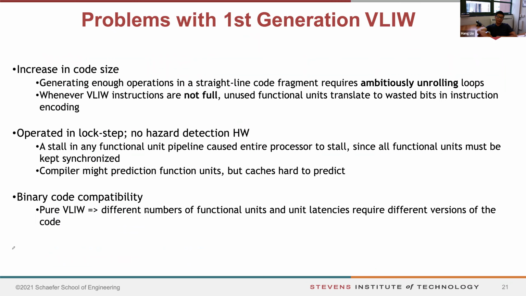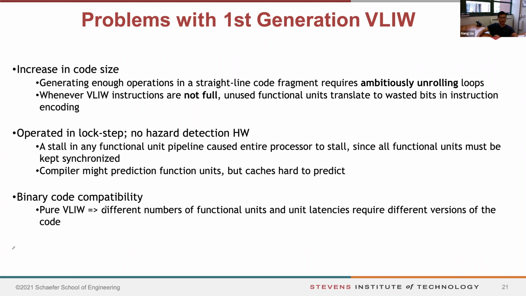Okay, the problems with the first generation very long instruction word is it increases the code size. Generating enough operations in a straight line code fragment requires ambitiously unrolling the loops, and whenever VLIW instructions are not full, unused function units are translated into wasted bits in instruction encoding. They have to be operated in lockstep, no hazard detection hardware. A stall in any function unit pipeline causes the entire processor to stop, since all function units must be kept synchronized. Compiler might predict function units, but caches are hard to predict, right? So when you have cache misses, then all the instructions have to wait until that cache miss is fulfilled.